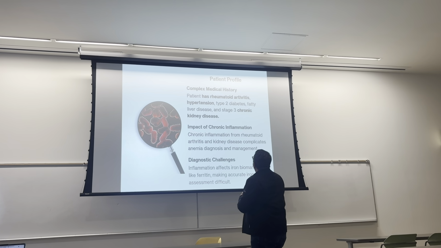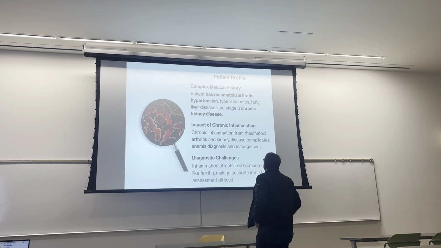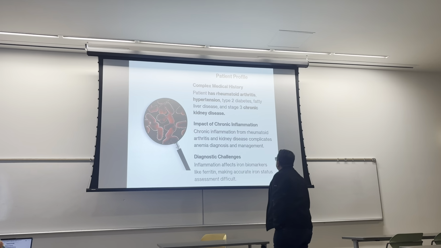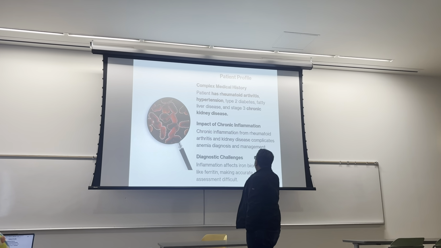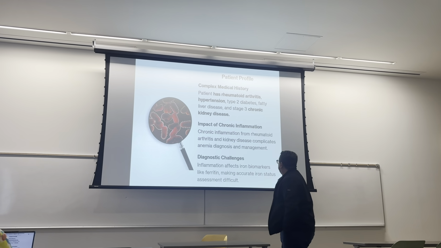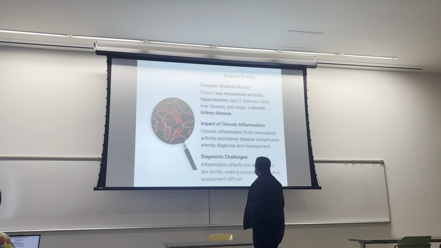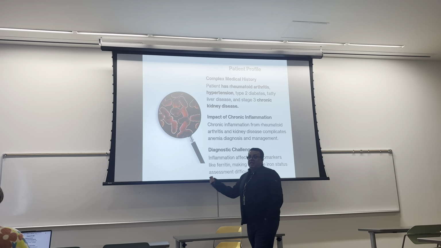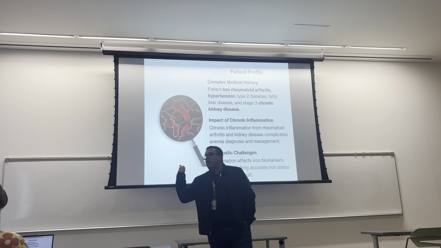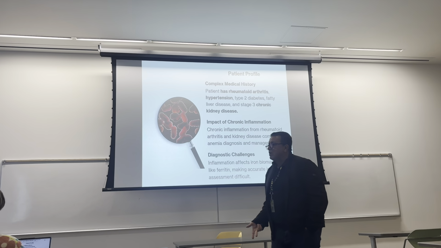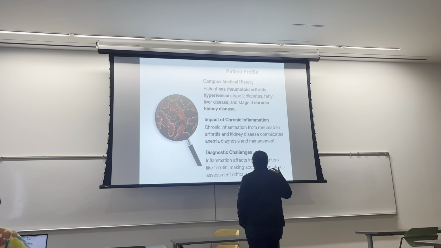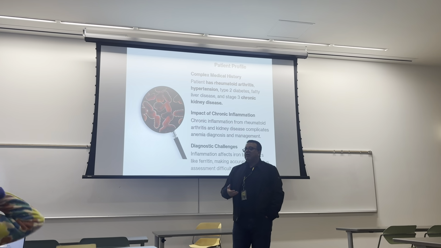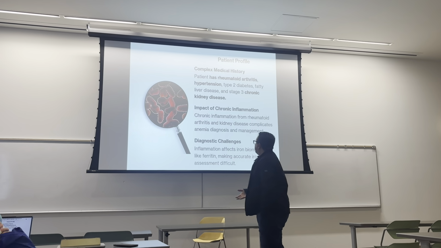Okay? Impact of the chronic inflammation. Chronic inflammation from rheumatoid arthritis and kidney disease complicates the anemia diagnosis and management. Diagnostic challenges: inflammation affects iron biomarkers like ferritin, making accurate iron status assessment difficult. Here, I have three conditions: inflammation, infection, and a chronic disease. This makes the interpretation of ferritin very difficult and inaccurate.